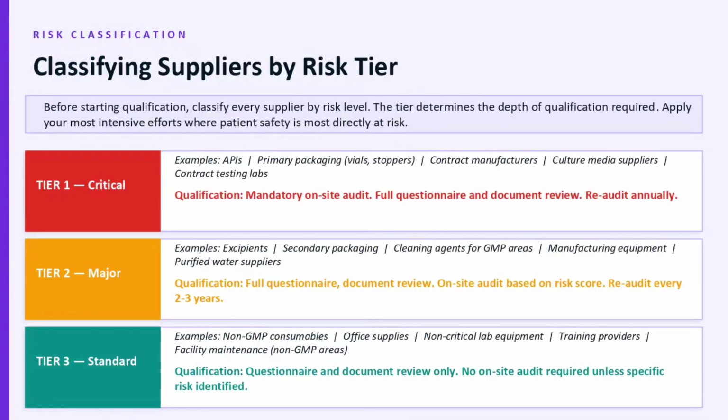Tier 3 is standard. These are suppliers of indirect materials or non-critical services. Non-GMP consumables.